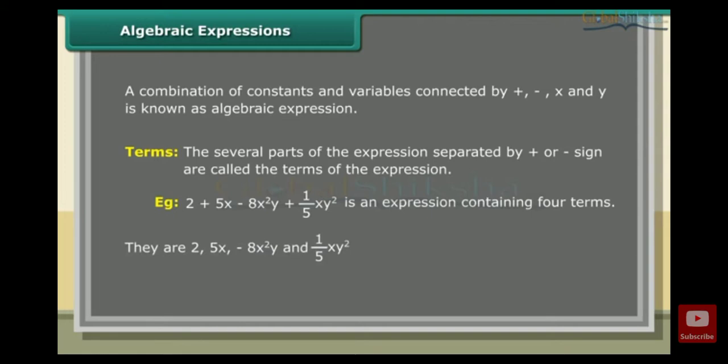They are 2, 5x, minus 8x squared y, and 1 upon 5xy squared.